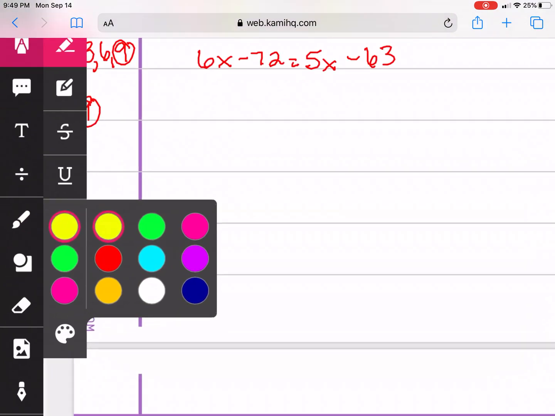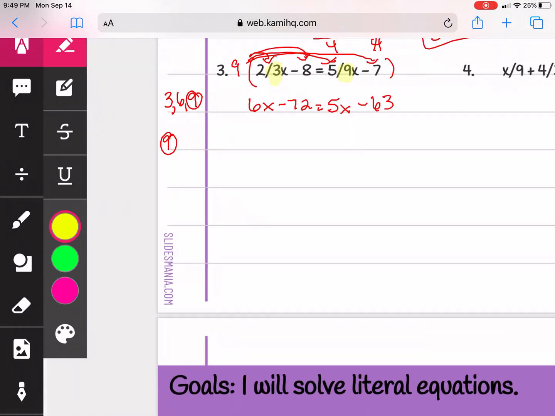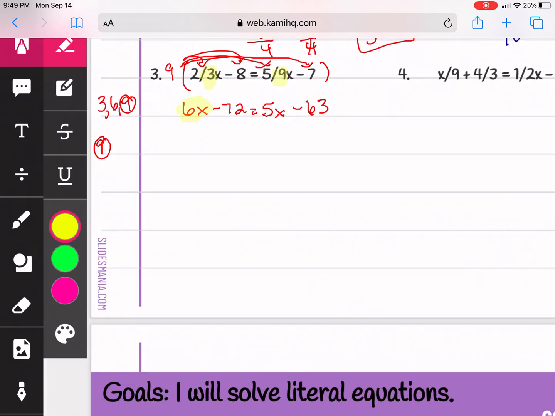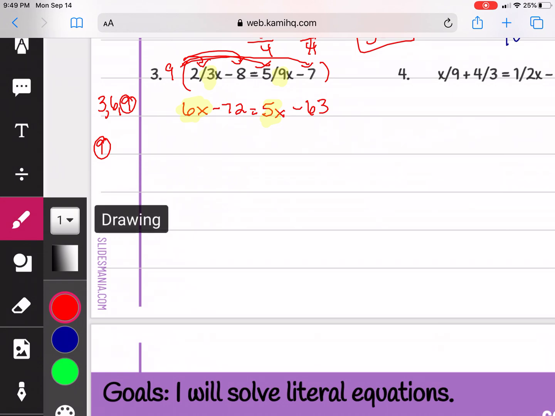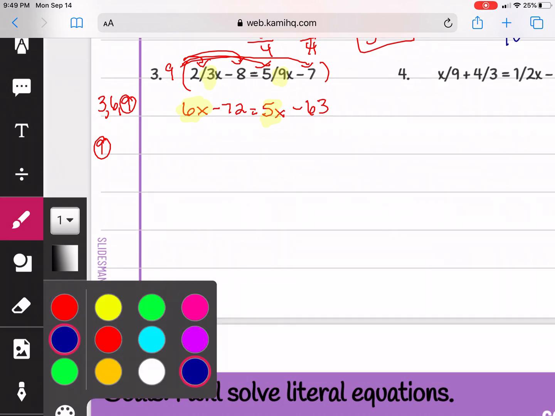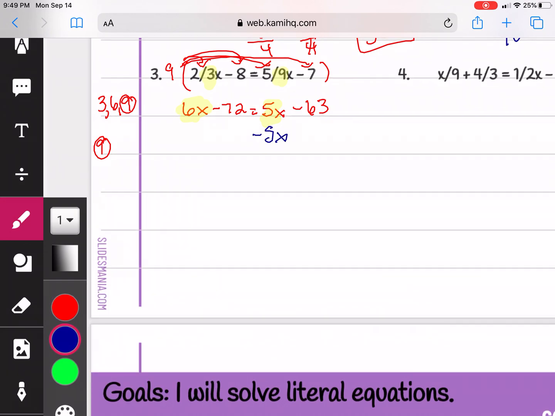Now if I look at my variables, here I have a 6x, here I have a 5x. 5 is smaller, so I'm going to undo the 5x. 6x minus 5x is 1x. So I get 1x minus 72 is -63.